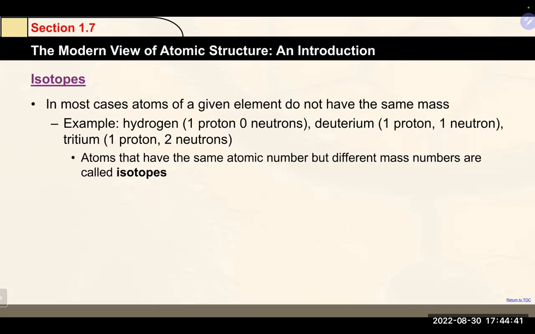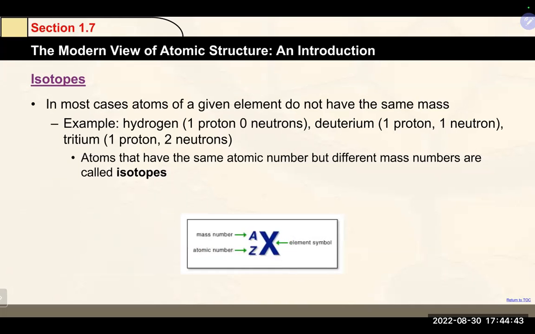Now, in most cases, as I mentioned, isotopes have different masses because they have different numbers of neutrons. Hydrogen, for example, has one proton and no neutrons, as I mentioned. Every other element will have a neutron. Deuterium, which is basically heavy hydrogen, has one proton and one neutron. Tritium, which is basically the radioactive version of hydrogen, has one proton and two neutrons. These are all isotopes of each other.